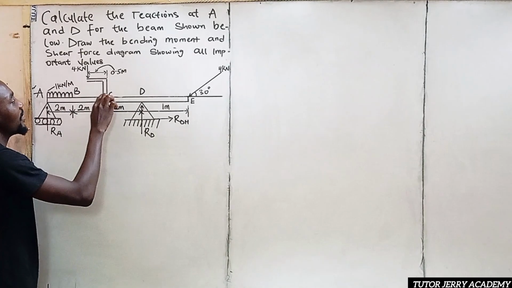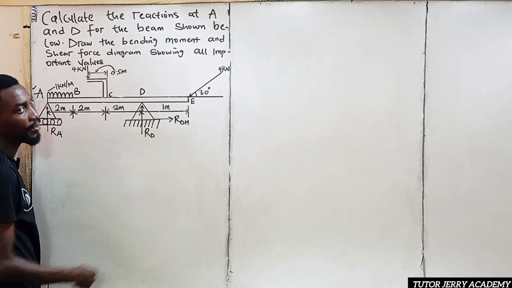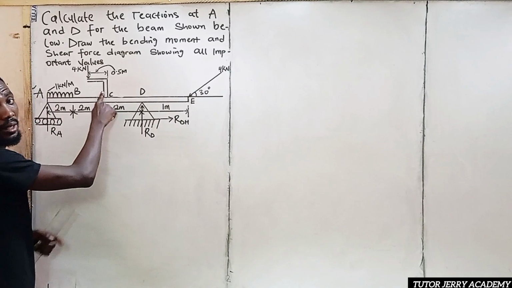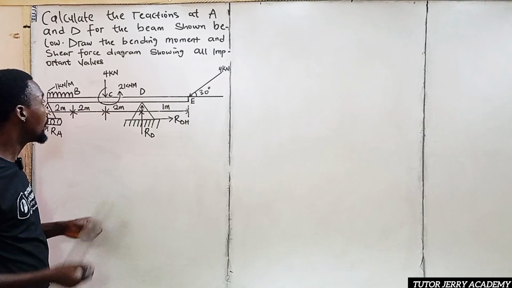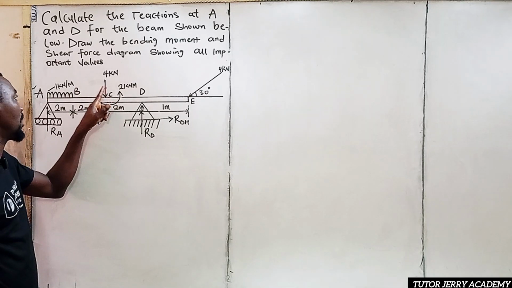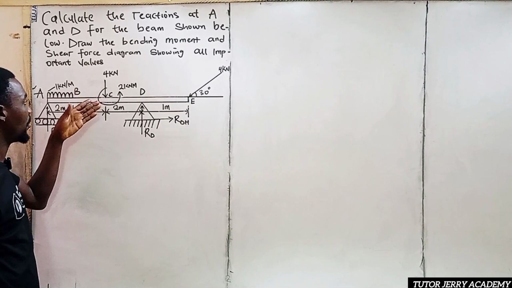So we are going to replace this pipe with an anti-clockwise moment and this downward force. That's what we are going to be doing. So we clean this pipe, and we have replaced this place with an anti-clockwise moment and a downward force.